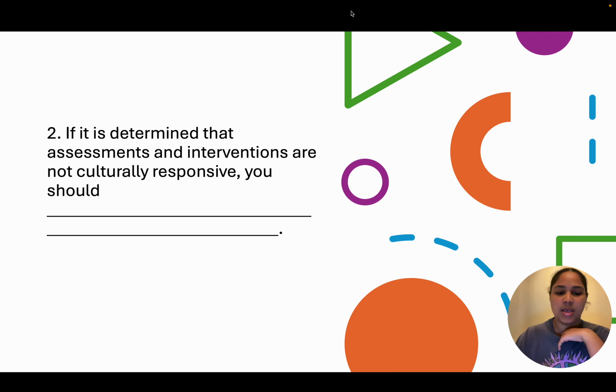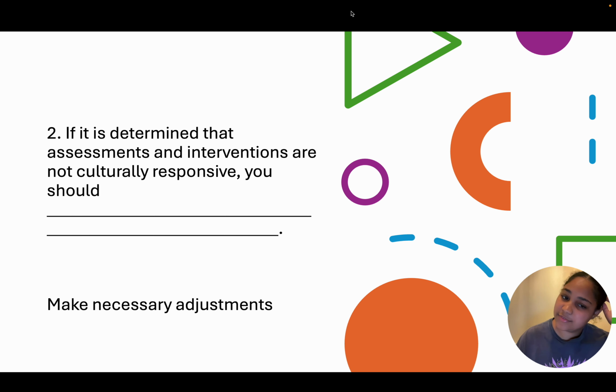All right, second, if it is determined that assessments and interventions are not culturally responsive, you should. Give you a second to answer this. Make necessary adjustments. You definitely don't want to just leave the assessment or intervention processes the same. Either adjust the assessment and intervention or find a completely new one that does take into account the cultural factors.